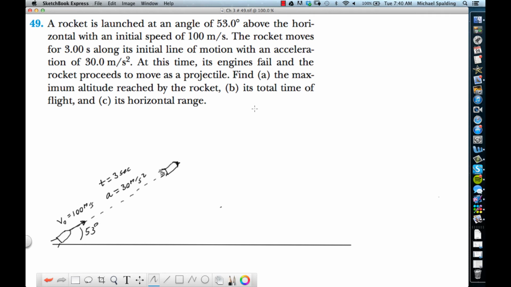So number 49, the chapter 3 homework set, we have a rocket that's launched at a 53-degree angle above the horizontal. So always start with your diagram.